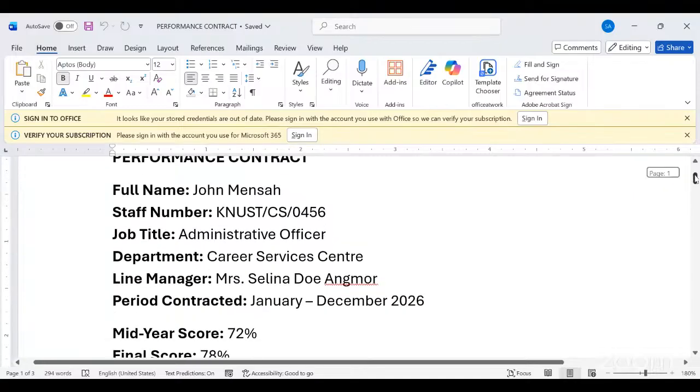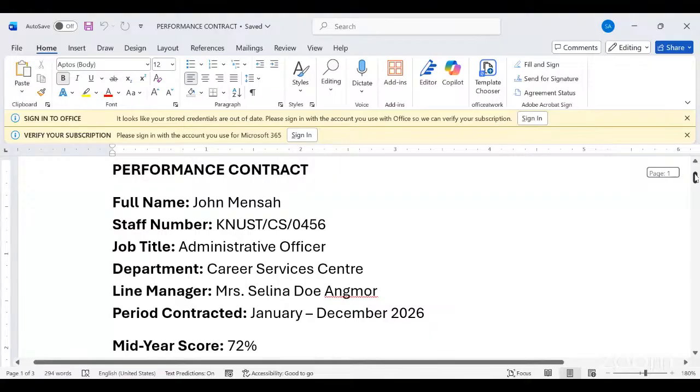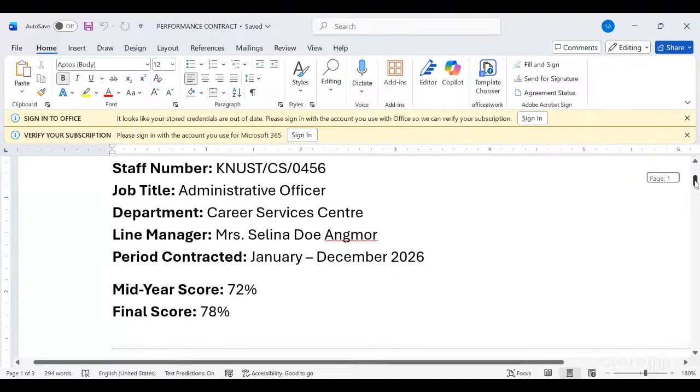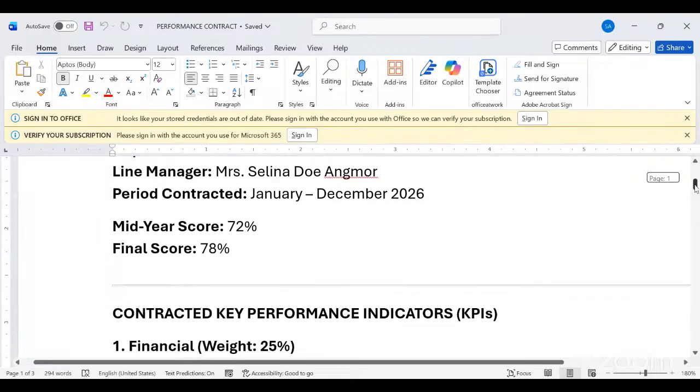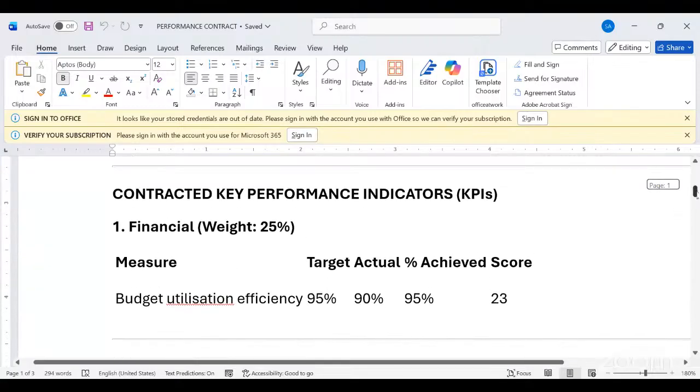Okay, so we have the title, performance contract. We have the name, the staff number, and the job title: an administrative officer at the Career Services Center. The line manager is myself, and the contracted period is January to December 2026. Now, the key performance indicator.